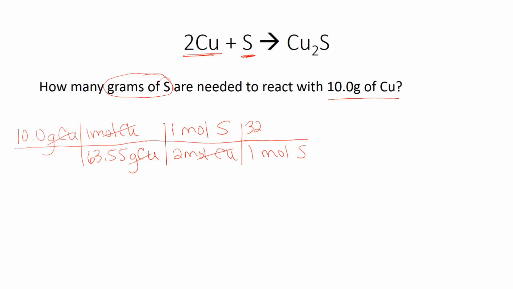which is 32.07 grams of sulfur. Canceling my units, I now have grams of sulfur, which is exactly what my question asked.